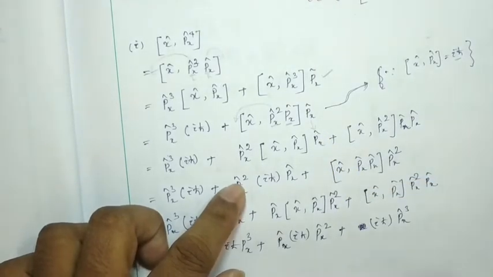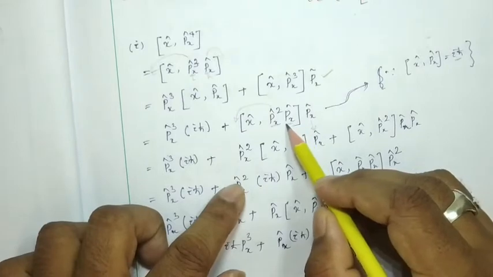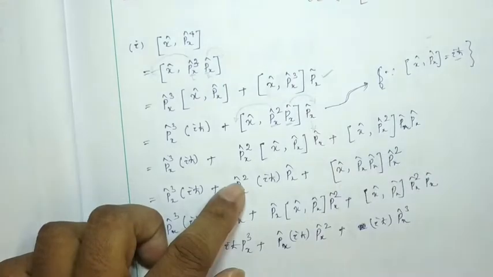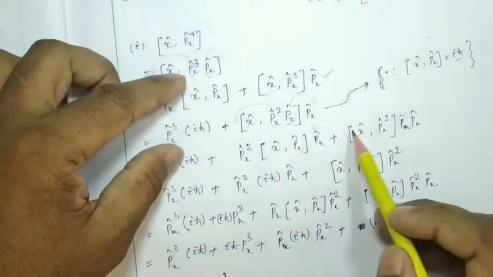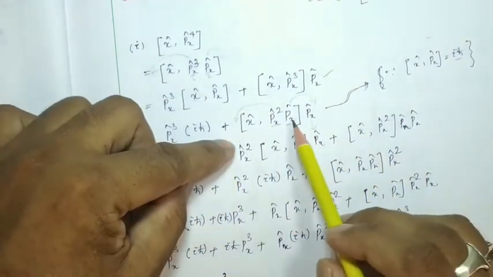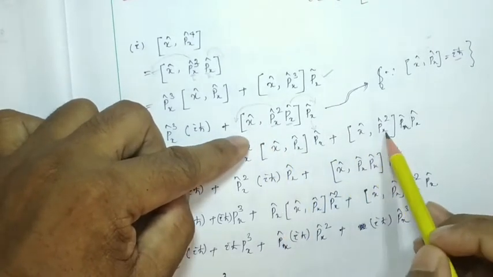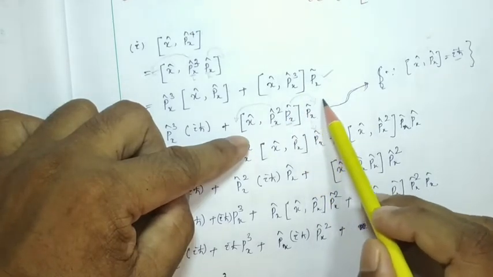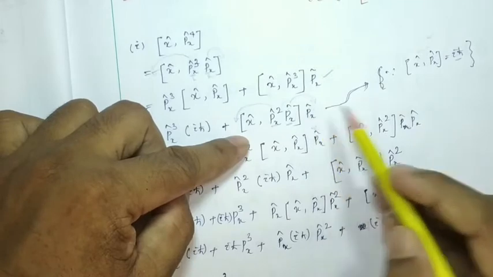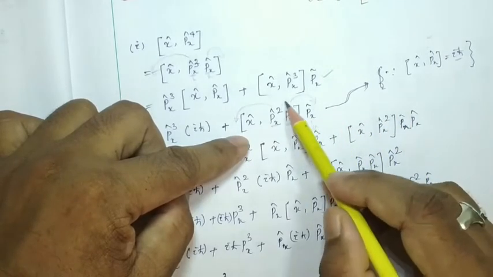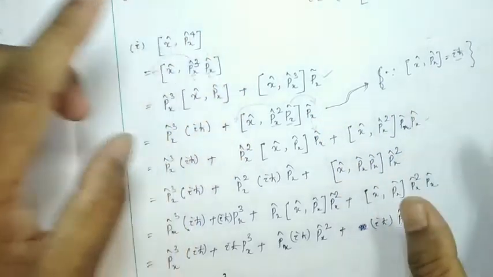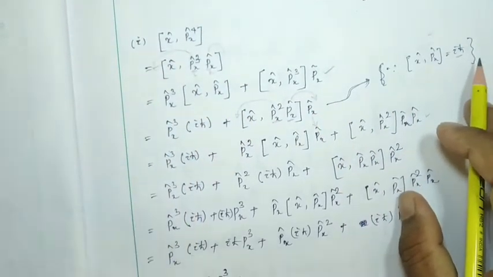Okay, now we have to consider this one. This p_x cap will be moved again towards the right and the rest of the operator is going to be written in the bracket. So here x cap will be here, p_x cap square will be here, and this p_x cap is going to move towards the whole right. So already p_x cap is here and this p_x cap will be moved towards the right over this one, it will be p_x cap. This step has been completed.